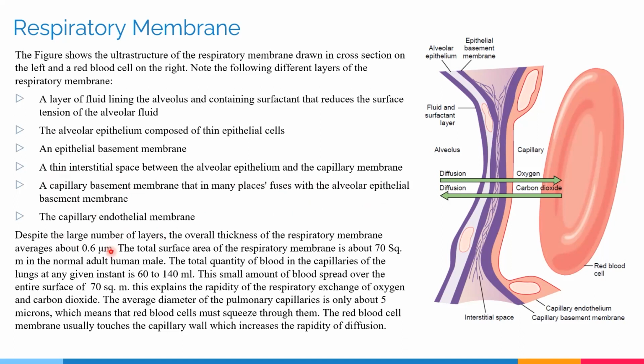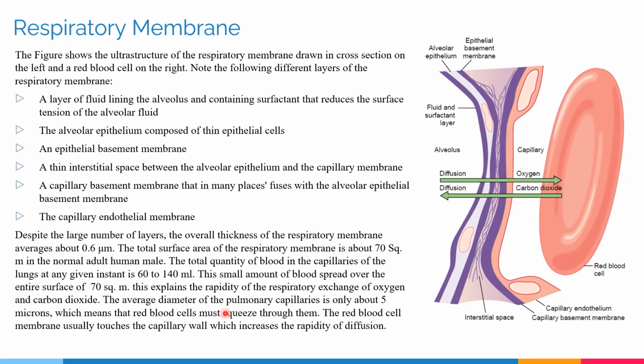Despite the large number of layers, the overall thickness of the respiratory membrane averages about 0.6 micrometers. The total surface area of the respiratory membrane is about 70 square meters in the normal adult human male. The total quantity of blood in the capillaries of the lungs at any given instant is 60 to 140 milliliters. This amount of blood spread over the entire surface of the 70 square meter explains why the whole process of respiratory exchange of oxygen and carbon dioxide is so rapid.